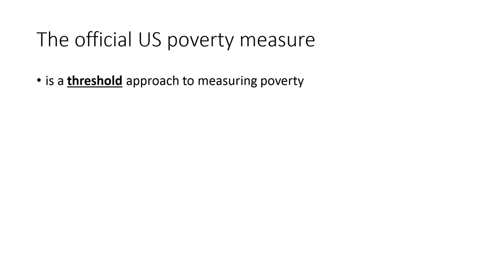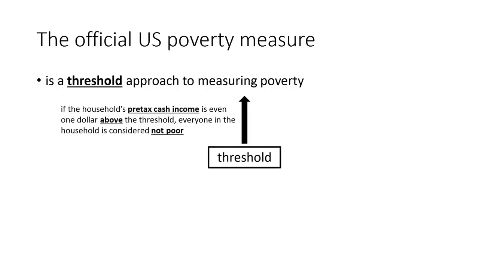This video is about the U.S. official poverty measure. The first thing to know about the official U.S. poverty measure is that it is a threshold approach to measuring poverty. All this means is that there is a fixed line or threshold, and if a household's pre-tax cash income is even $1 above that line, then everyone in the household is counted as not poor.